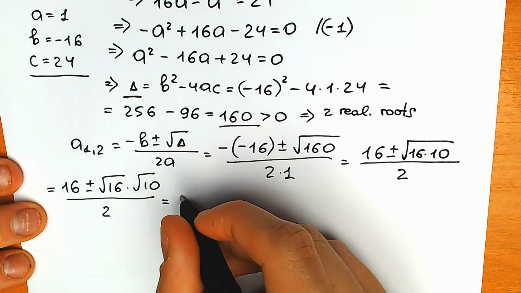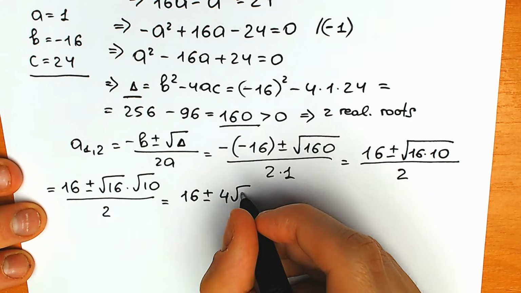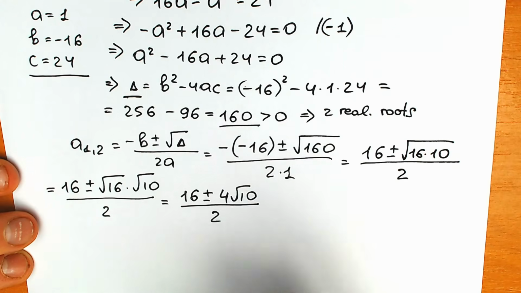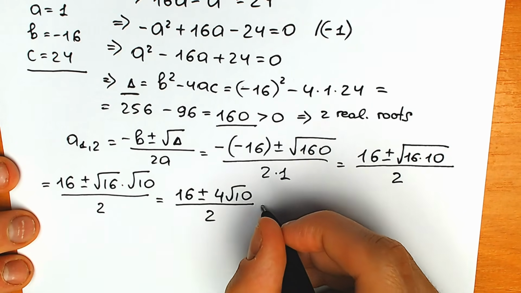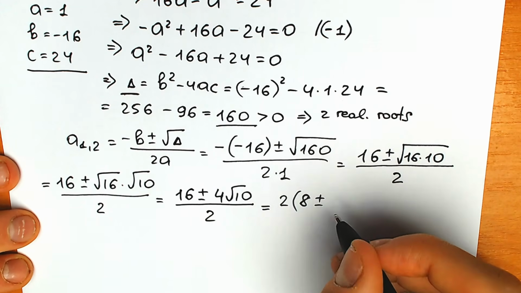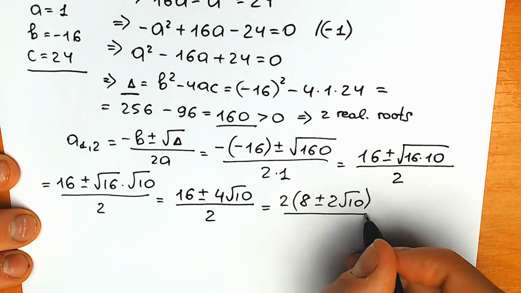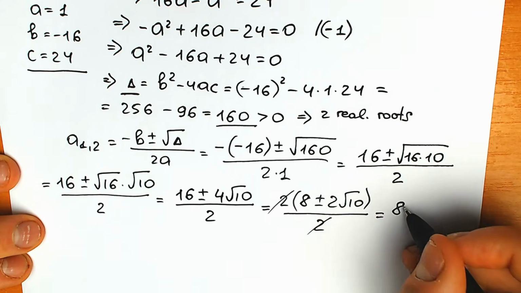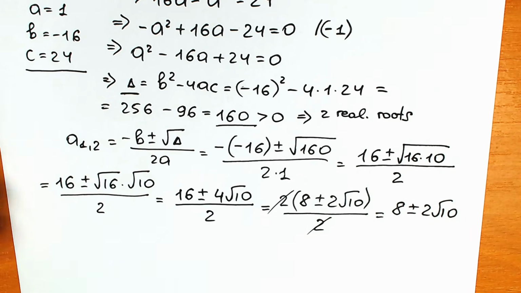So we can write this one as 16 plus minus 4 square root of 10, all over 2. This is our answer, but this is not like a final answer, because we can simplify this real quick. We can factor 2 from our numerator. We have 8 plus minus 2 square root of 10 in the numerator, all over 2. So we can cancel this 2 and this 2, and we have our final answer, 8 plus minus 2 square root of 10. So these are a first and a second.